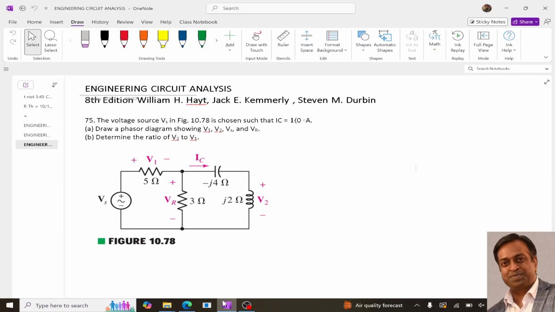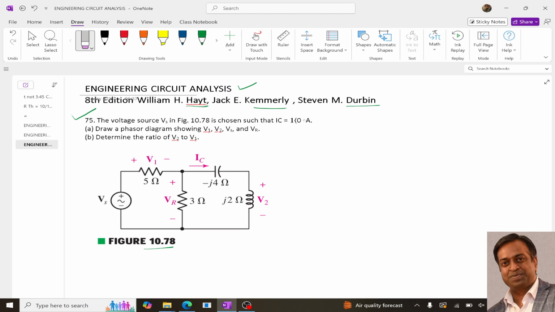Hello guys, in this video I am going to explain the solution of question number 75 of chapter 10 from the book Engineering Circuit Analysis by Hayt, Kemmerly and Durbin. In this question, if you look at the circuit, all the impedances are given, whether inductor or capacitor, all are in ohms.